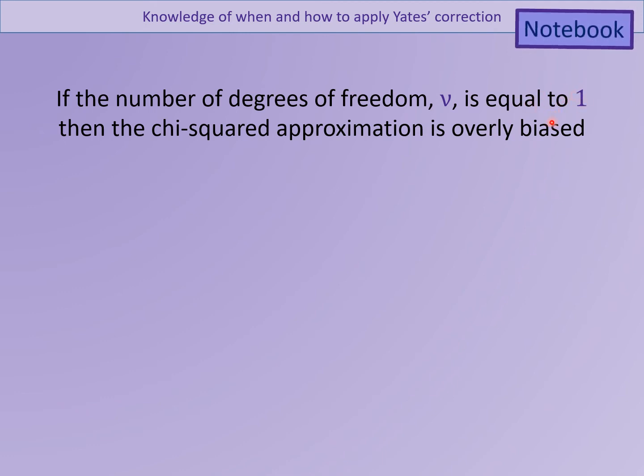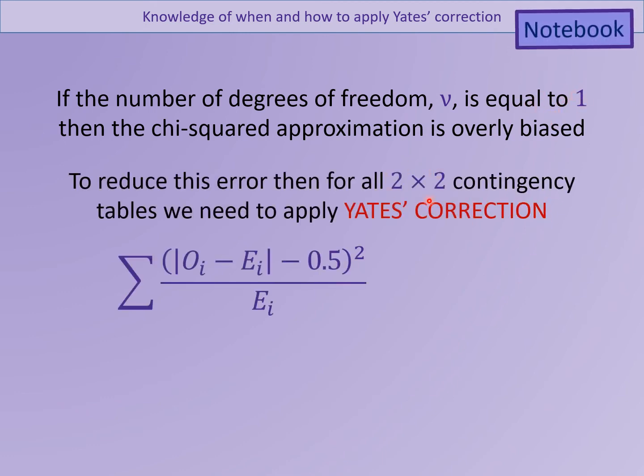Now, the only way you can get 1 is by a 2 by 2 contingency table. So for a 2 by 2 contingency table, if you're trying to work out the degrees of freedom, you do rows take away 1, columns take away 1, so 2 take away 1, 2 take away 1 gets you 1. In which case, the result you get will be biased. So what we do is we add in what's called a Yates correction.